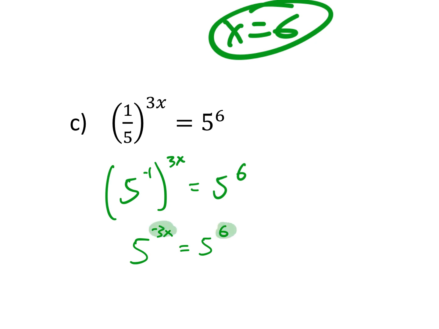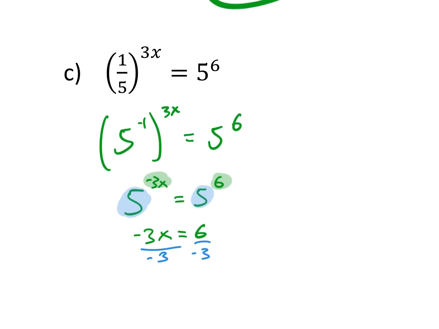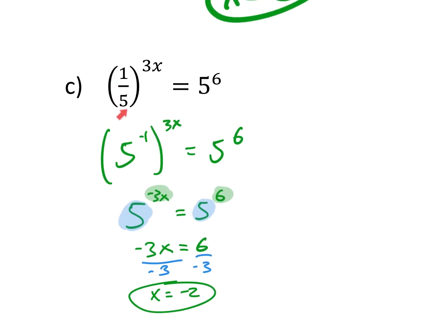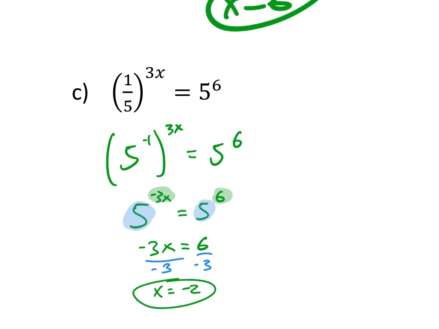Now we've written both as the same power. We've got a power of 5 and a power of 5. So if we got the same bases, then these two little green exponents should be the same. Negative 3x must be the same as 6. And we can solve that. Divide by negative 3, and x is negative 2. Okay? So if we've got a fraction, remember that fraction, especially if it's got a 1 on top, can be written as a negative power, and then we have the same base, and we can go from there.